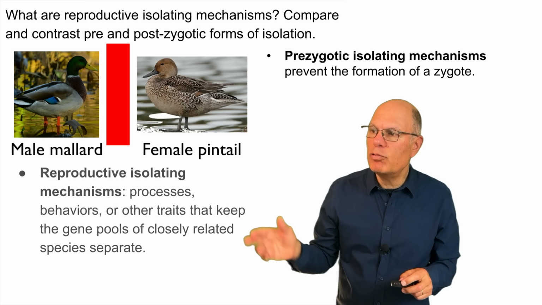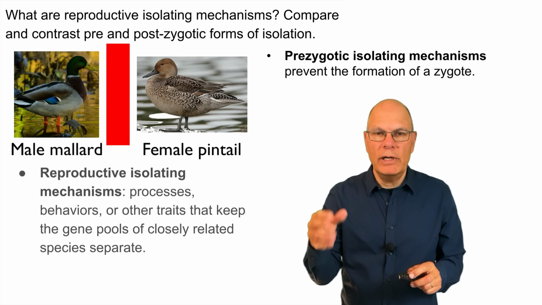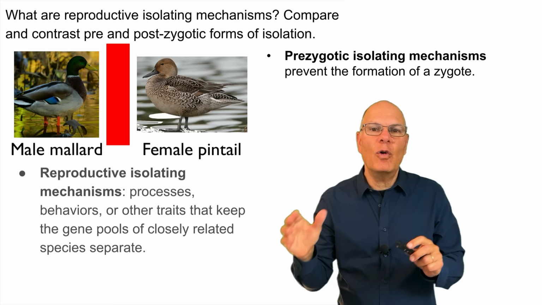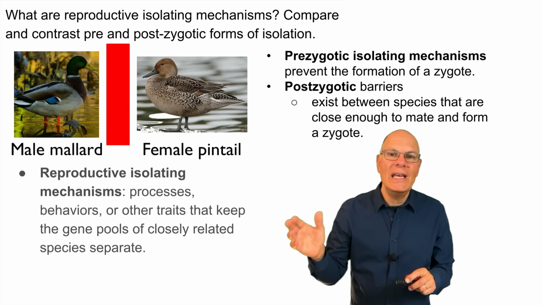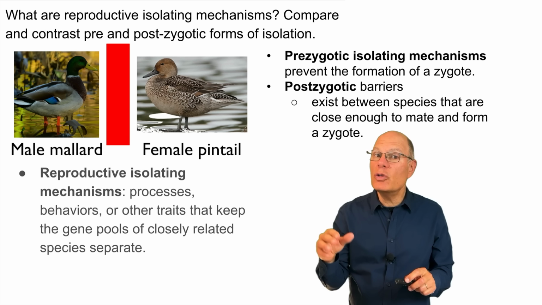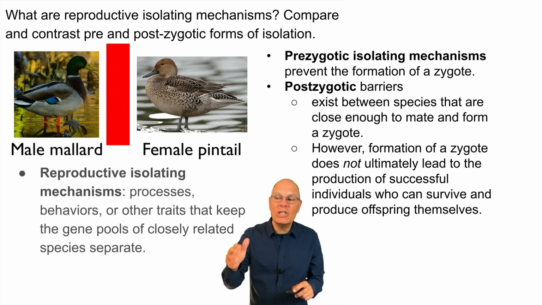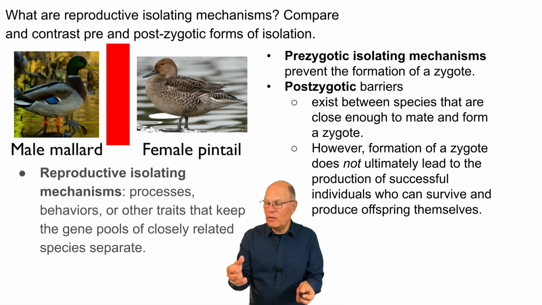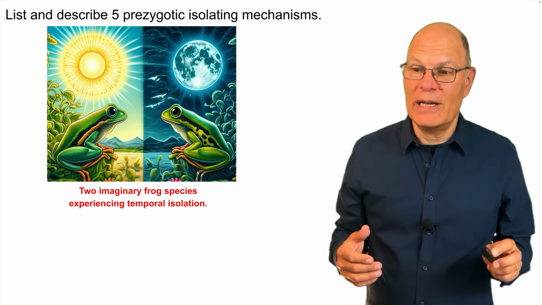The first are prezygotic isolating mechanisms, and they prevent breeding altogether. They prevent the formation of a zygote. Postzygotic barriers exist between species that are close enough to mate and form a zygote, but formation of a zygote doesn't ultimately lead to the production of successful individuals, viable individuals, who can survive and produce offspring themselves. Let's look at prezygotic isolating mechanisms.